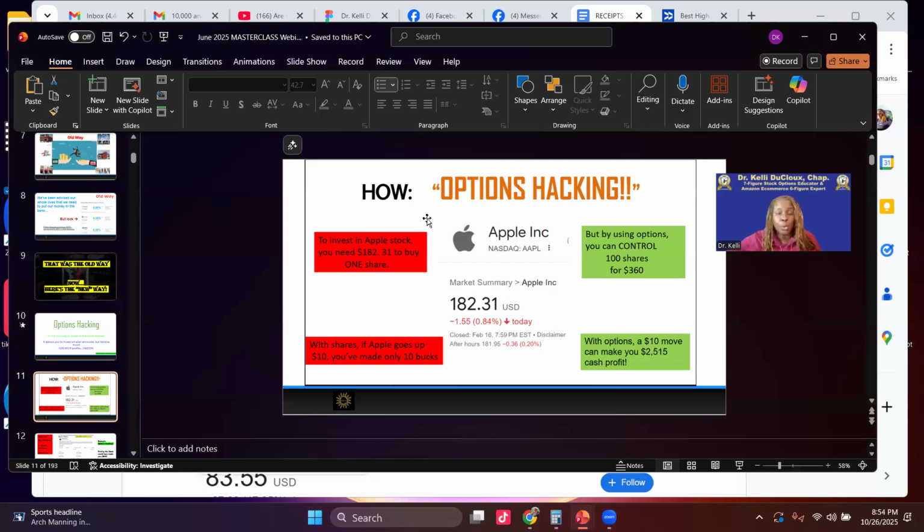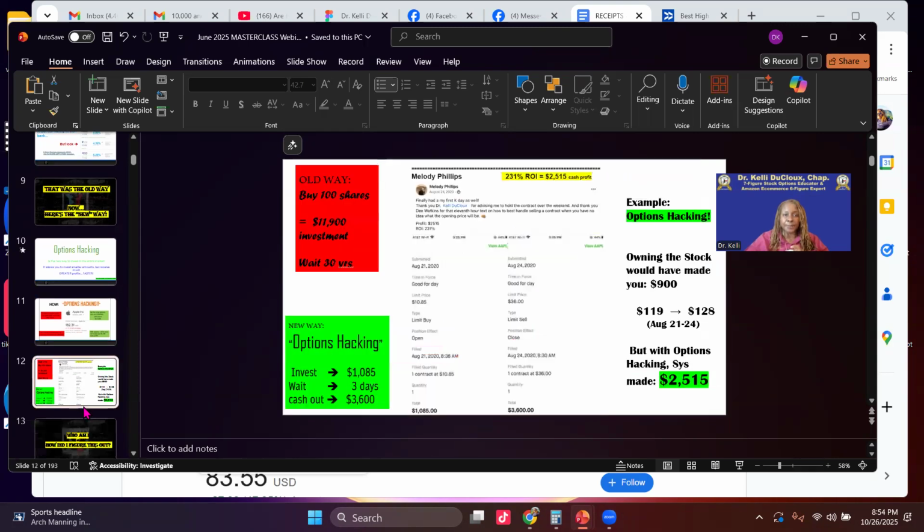Okay. Because I don't want people doing it the old way, because check this out. If the stock moves $10, you got one share, you've only made $10. But if you buy one of these little things and the stock moves $10, your $360 investment that you used to buy this makes this thing now worth $2,000. And now I can sell this to somebody else for $2,000. That's the gist behind options hacking. Let's look at it in action.